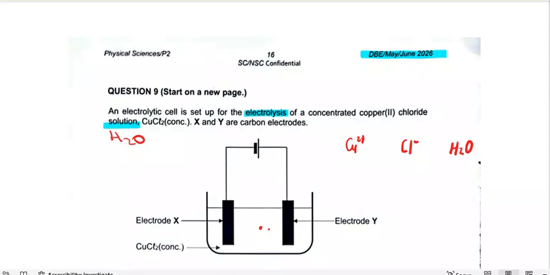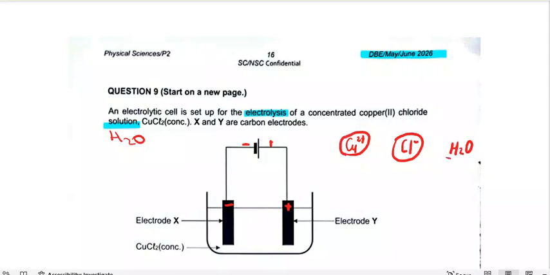Now let's quickly analyze the diagram before the questions. This side is negative and this side is positive. This one is a negative electrode, and this one is a positive. The positive electrode attracts the negative ion, so we have this negative ion, which is chloride. Then the negative electrode attracts the positive ion.